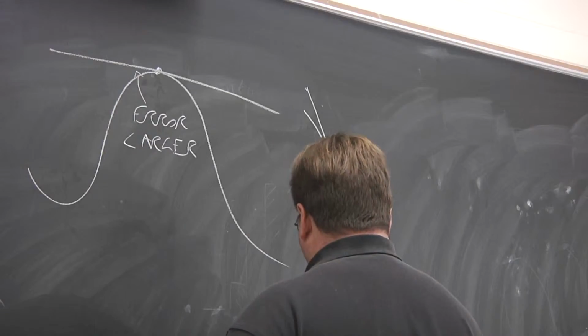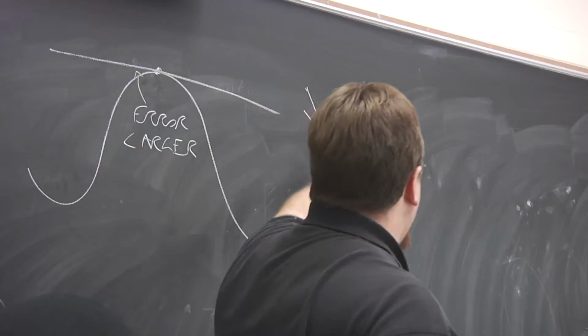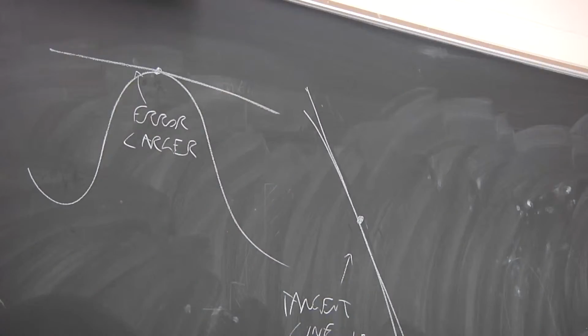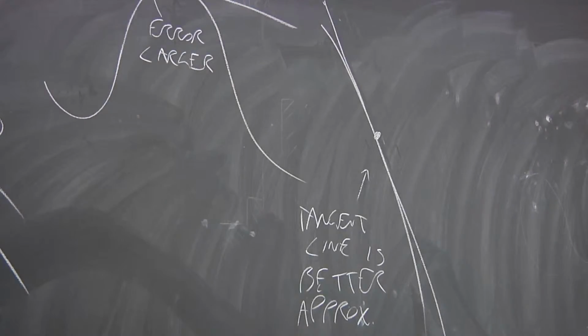You can wander further away from x naught and still be fairly close. The value of the linearization is still pretty close to the value of the function. But no matter what, as long as the function has a derivative, if you're close enough to x naught, you have a decent approximation of f by a simple linear function. Now, all of this is the one-dimensional case. Now let's go to two variables.